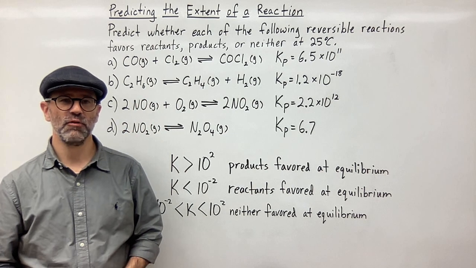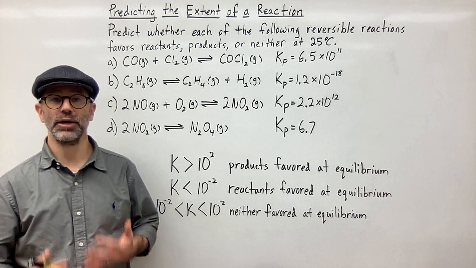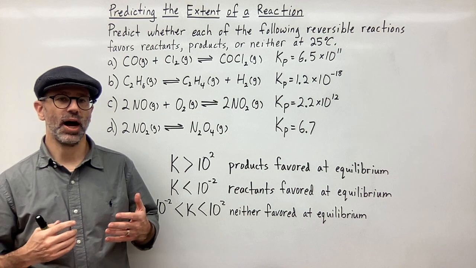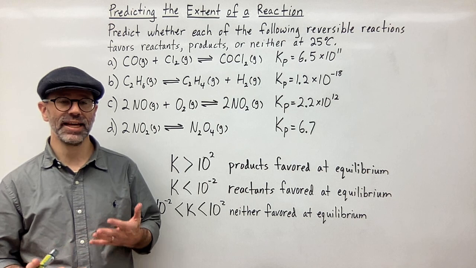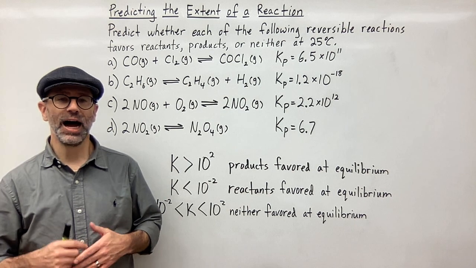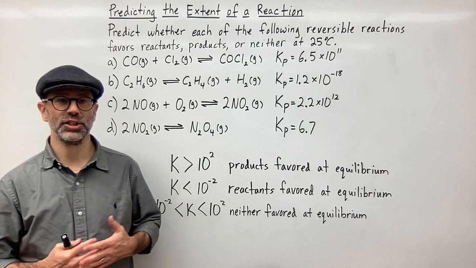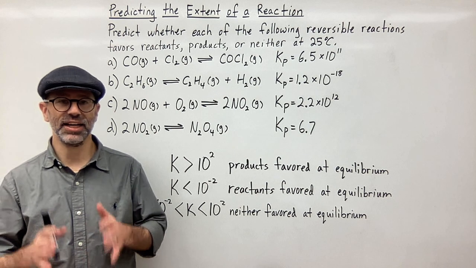My name is Mr. Cobalt, and in this video I'm going to go over how to predict the extent of a reaction. So basically what you want to do is use the equilibrium constant of a reaction to determine how far the reaction goes. Does it favor the products or does it favor the reactants at equilibrium?